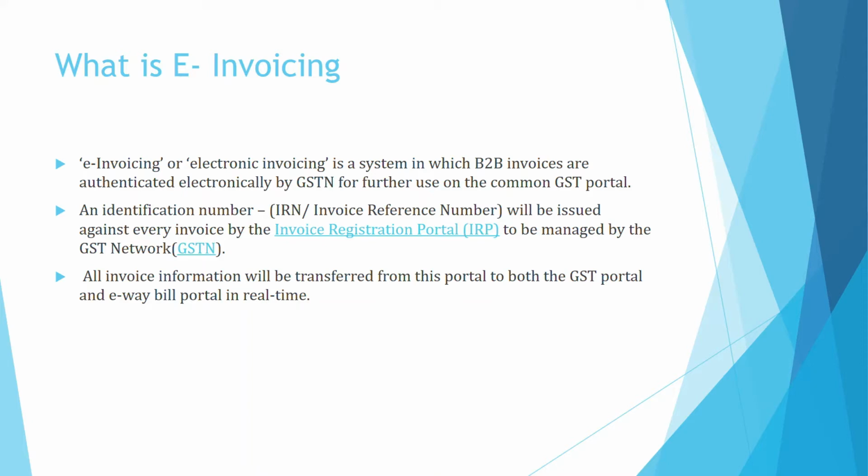E-invoicing, or electronic invoicing, is a system in which B2B invoices are uploaded to the GST e-invoice portal, where they are electronically authenticated by issuing an IRN, that is, an Invoice Reference Number, along with a QR code. The data uploaded will flow to the GST Common Portal and the e-Waybill portal. This will avoid uploading of B2B invoices for GSTR-1 filing and also the filling of Part A of e-Waybill.